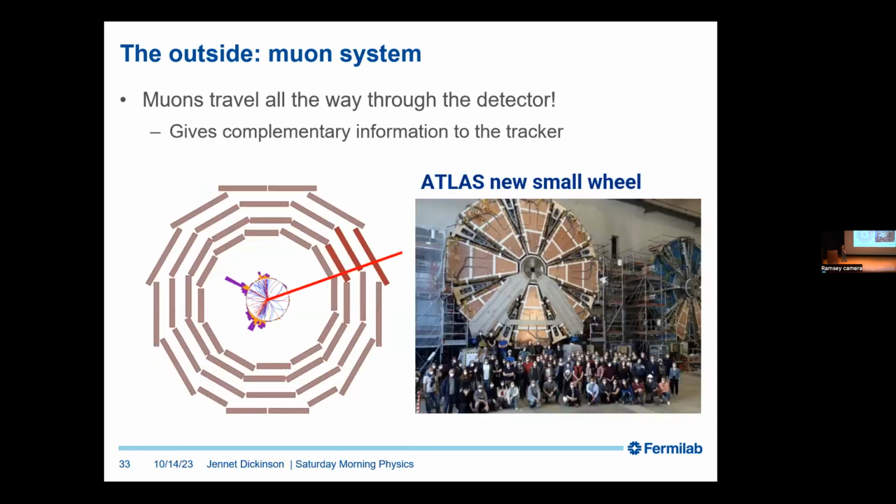Okay, so then all the way on the outside, we have this huge system dedicated specifically to muons, because muons have a long enough lifetime that they move the entire way through the CMS or the ATLAS detector. So you can see here a little diagram where the detector is about this size, and then the muon system is just huge.